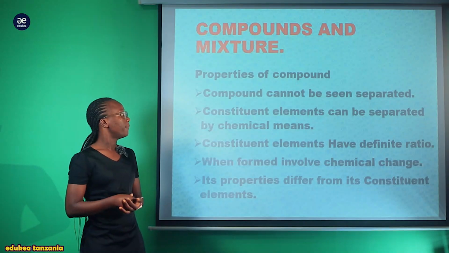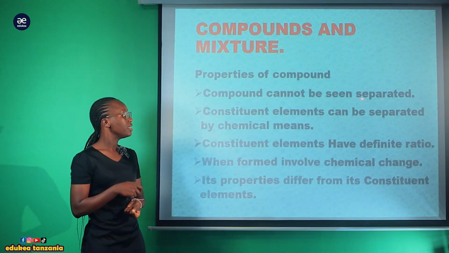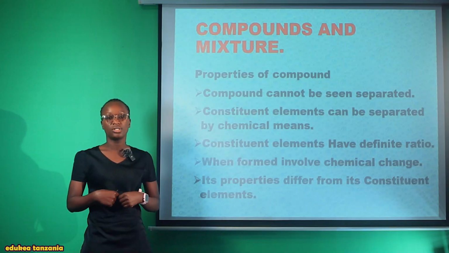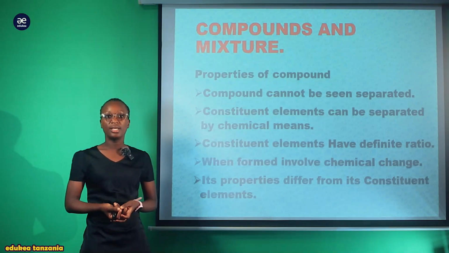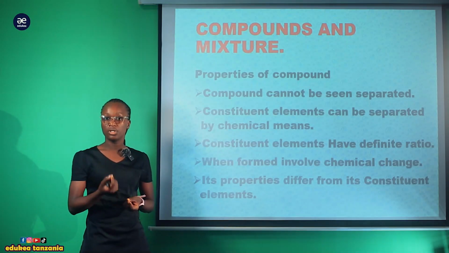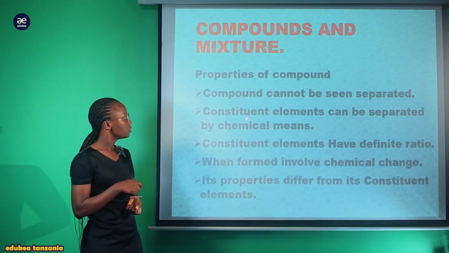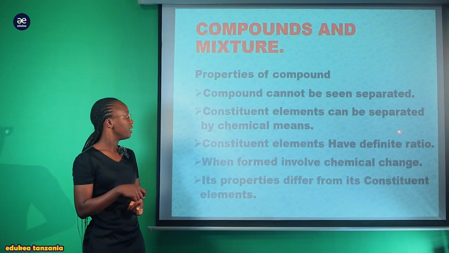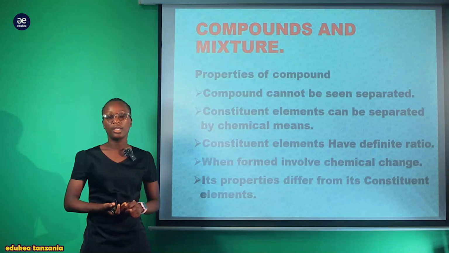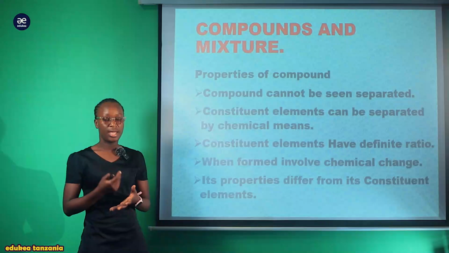Properties of compound. Sifa za compound. Compound zina sifa gani? The compound cannot be seen separated. As we have seen, it involves a combination of the elements. Kama tulivyoona carbon dioxide, it involved the combination of oxygen and carbon, also the combination in the water molecule. So it cannot be seen separated. But also the constituent or component elements can be separated by chemical means. We can't separate the carbon dioxide or water molecule by physical means, while it involves chemical reactions so that we are able to separate them.